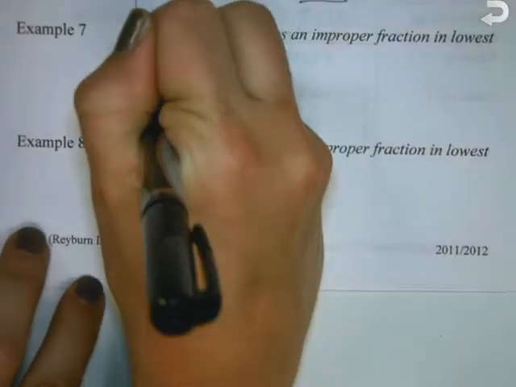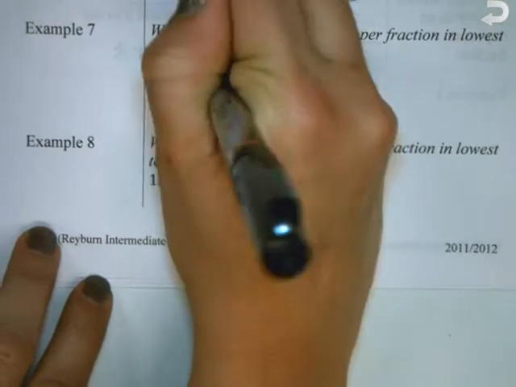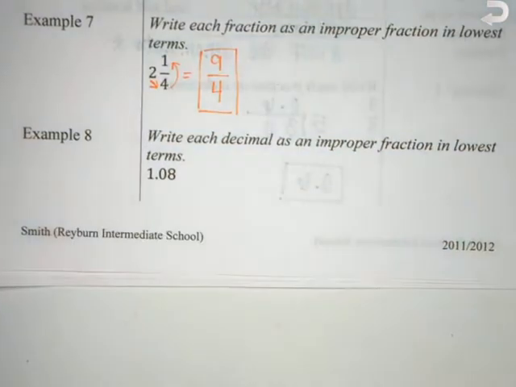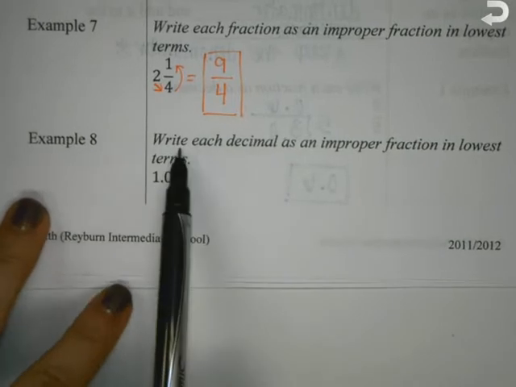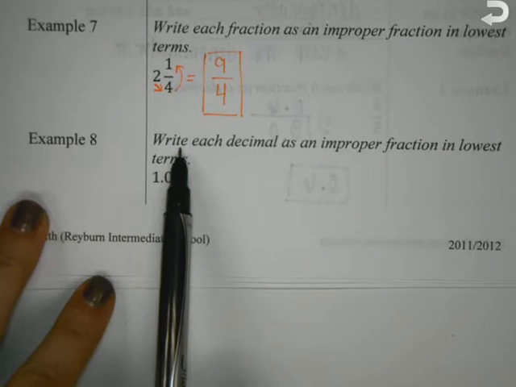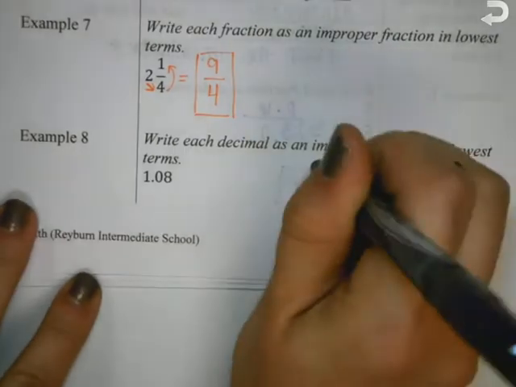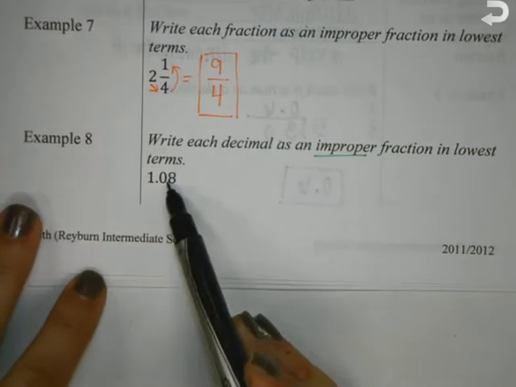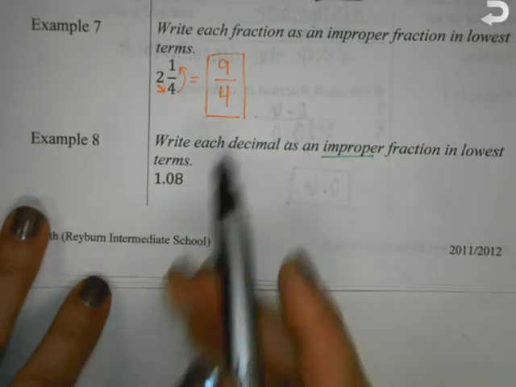Okay. Now, for example 8, there's going to be 2 steps here. I want to write each decimal as an improper fraction in lowest terms. Before we do any of that, we have to first write it as a mixed number. This is going to be my whole number, the number out top. So that's going to be 1 and 8 hundredths. Okay, 8 hundredths reduces, so let's reduce that first, and then we will make the whole thing an improper fraction.